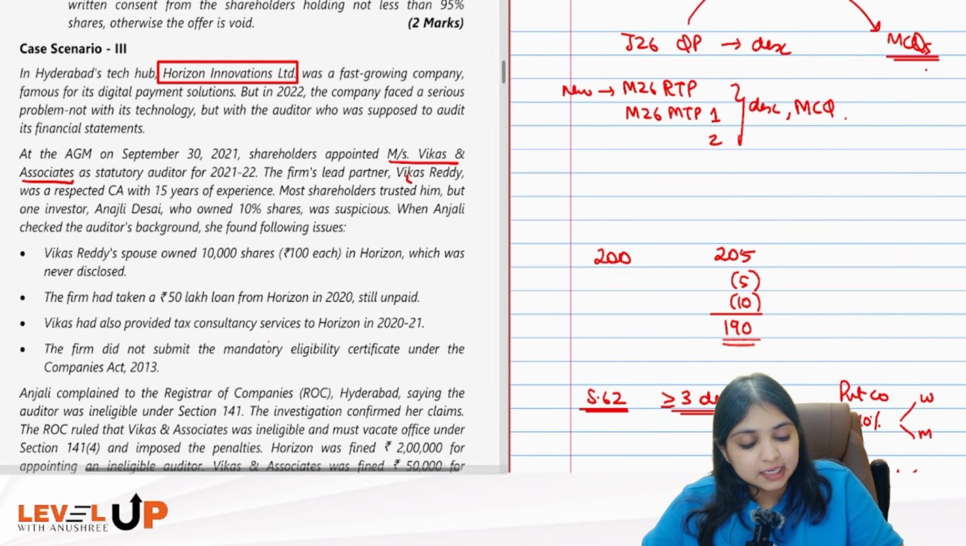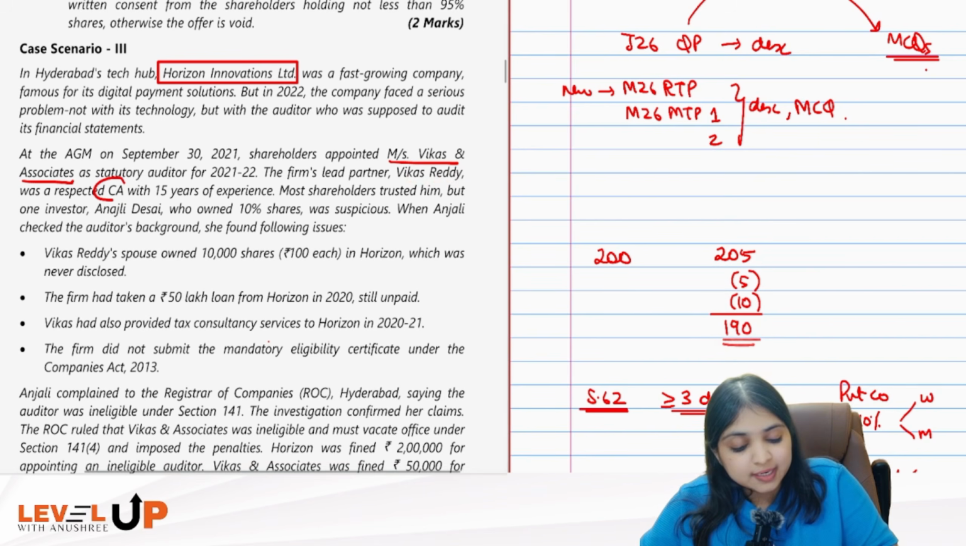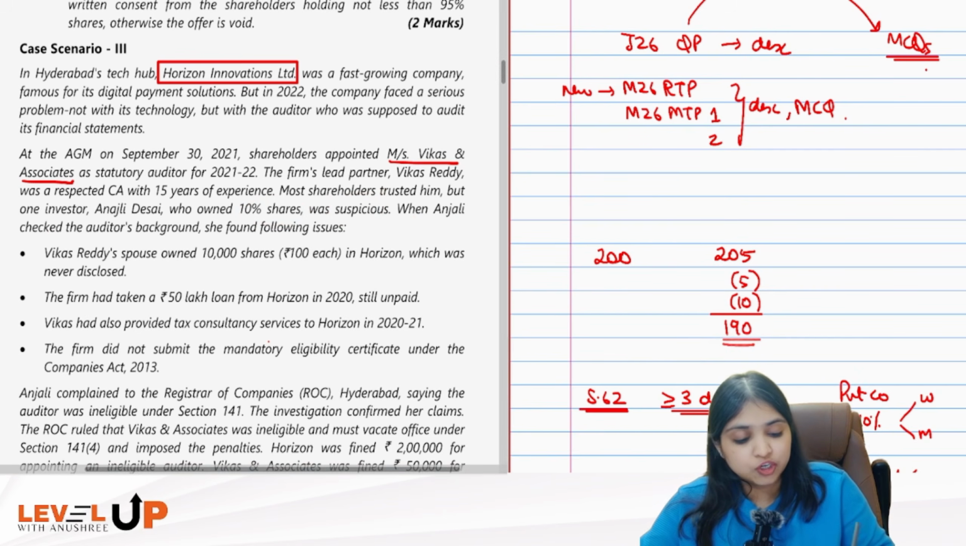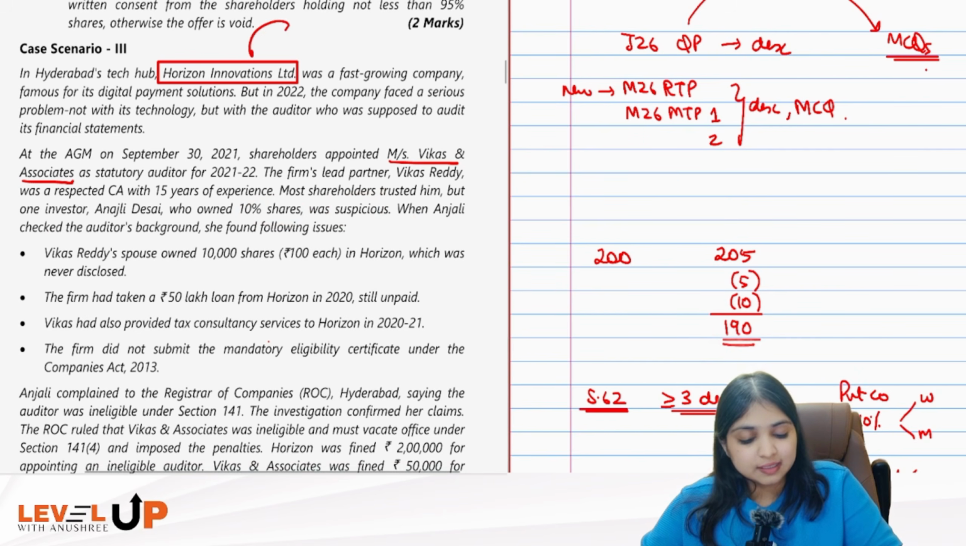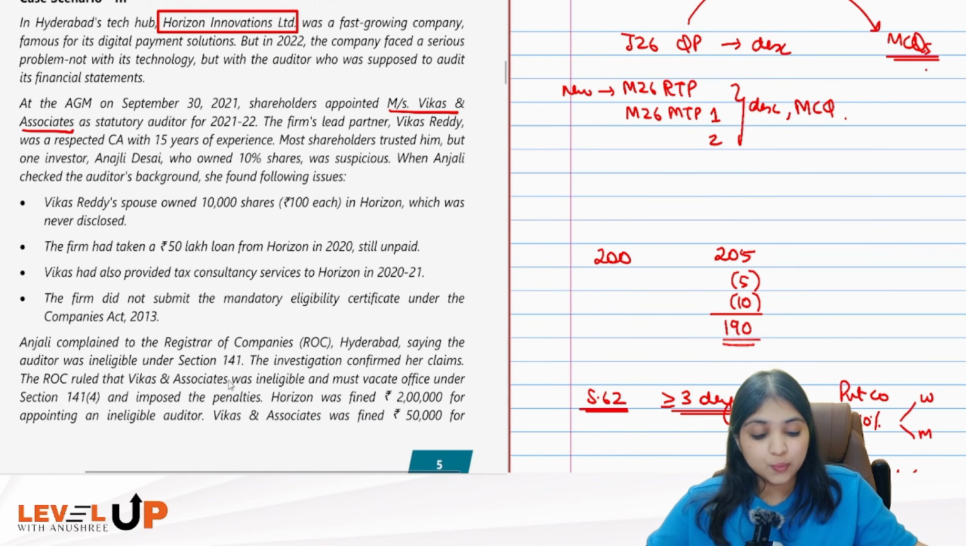The firm's lead partner Vikas Reddy was a respected CA with 15 years of experience. Most shareholders trusted him, but one investor, Anjali Desai, who owned 10% shares, was suspicious. When Anjali checked the auditor's background, she found the following issues. So in this company, Horizon Innovations Limited, Vikas and Associates is the auditor. Now we have found some issues.